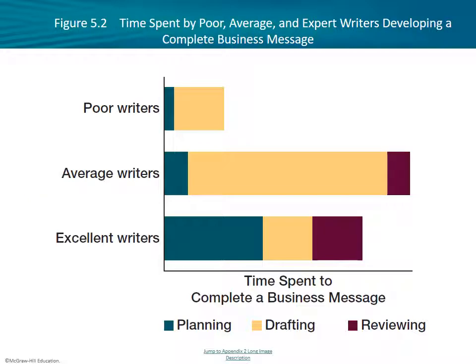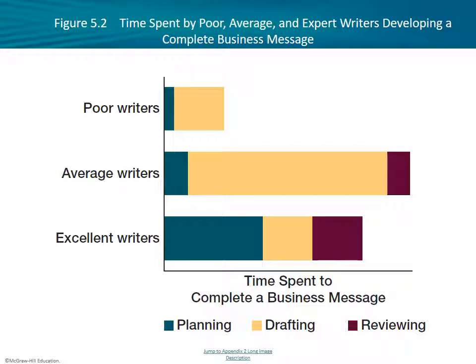Figure 5.2 contrasts the time that poor, average, and expert business writers commit to planning, writing, and reviewing. Not surprisingly, poor writers spend less overall time than average and expert writers. They generally spend little or no time planning and usually do not review their messages before sending them. A lot of people, side note, a lot of you out there need to start proofreading before you send your homework in. The difference between average and expert business writers is most intriguing.